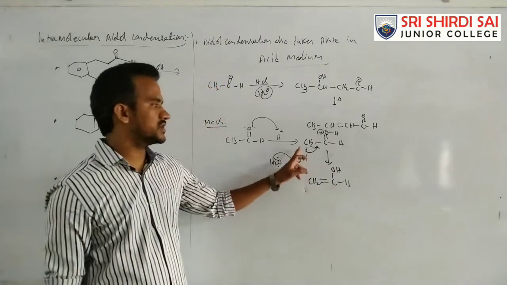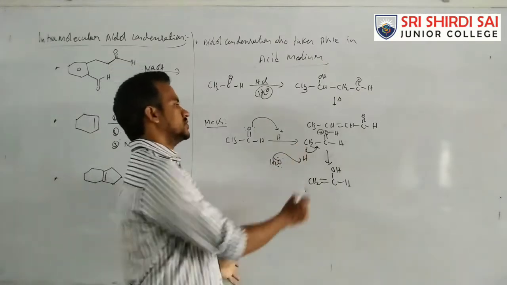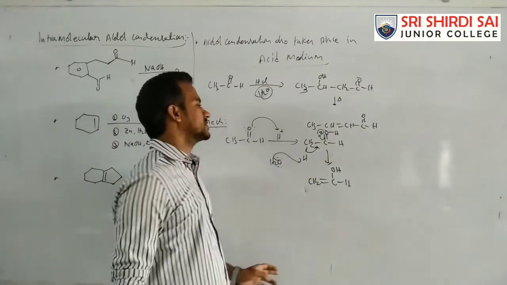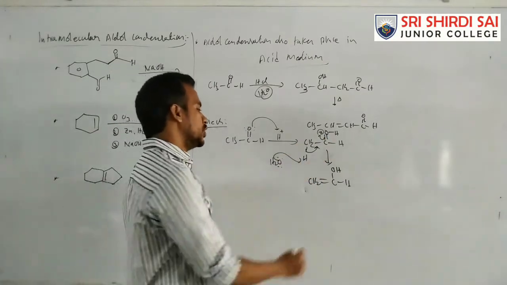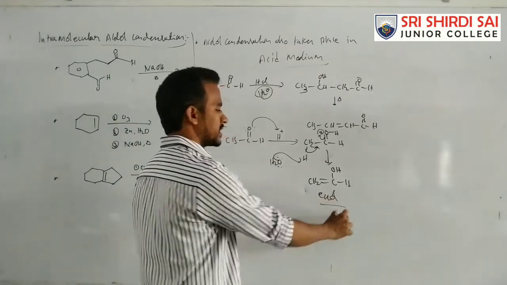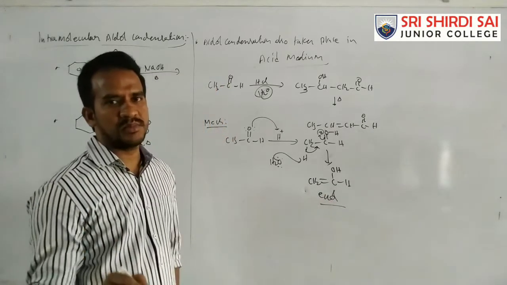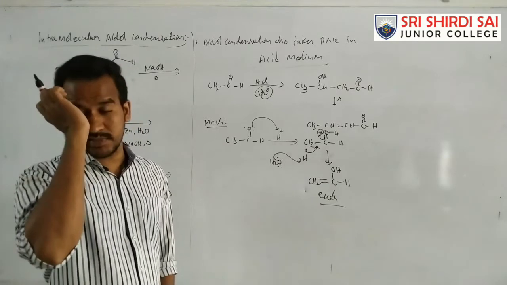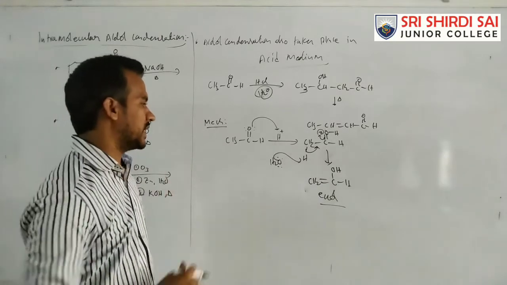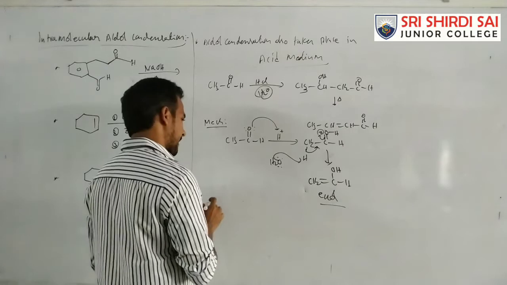With the removal of the H plus here, this one becomes CH2 minus. By transfer of these electrons to the oxygen, double bond, this is the enol. This is enol, not enolate. In the case of a basic medium, enolate is the reaction intermediate, but in acidic medium, enol is the intermediate product.